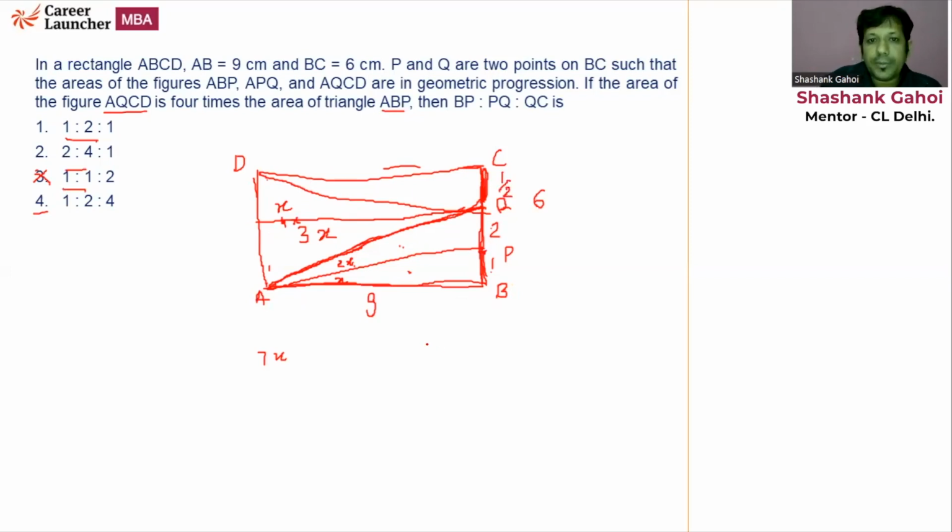So from here, I'm going to get the ratio of 1:2 is to 1/2. So this comes out to be 2:4:1. So my answer of this question is going to be option B, that is 2:4. Simple.